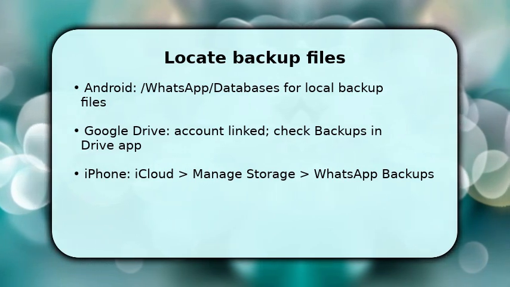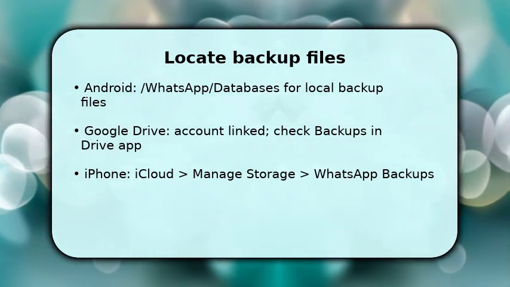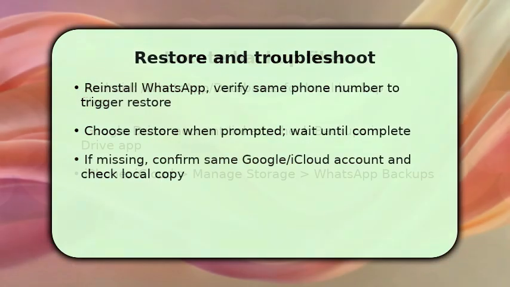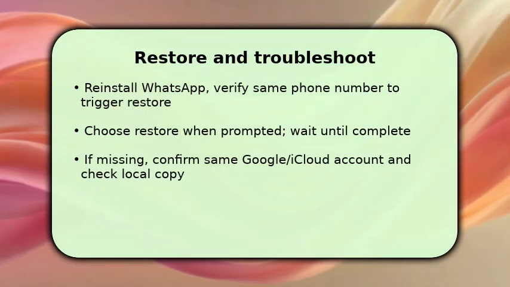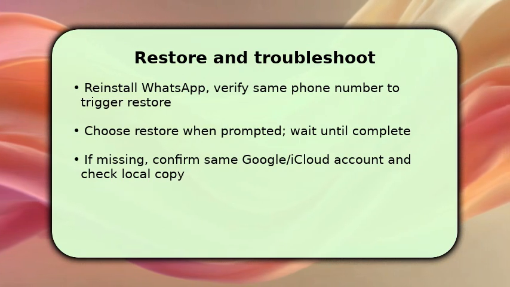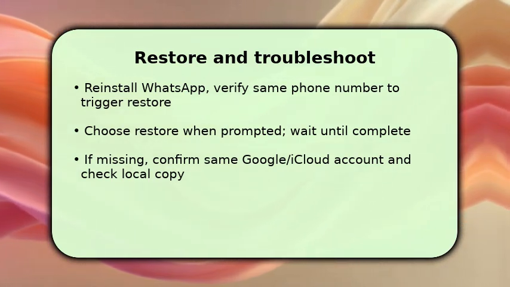Finally, to restore, reinstall WhatsApp and verify the same phone number. This triggers the restore prompt that reads available backups. Choose Restore and wait until messages and media finish downloading. Do not skip the restore flow.